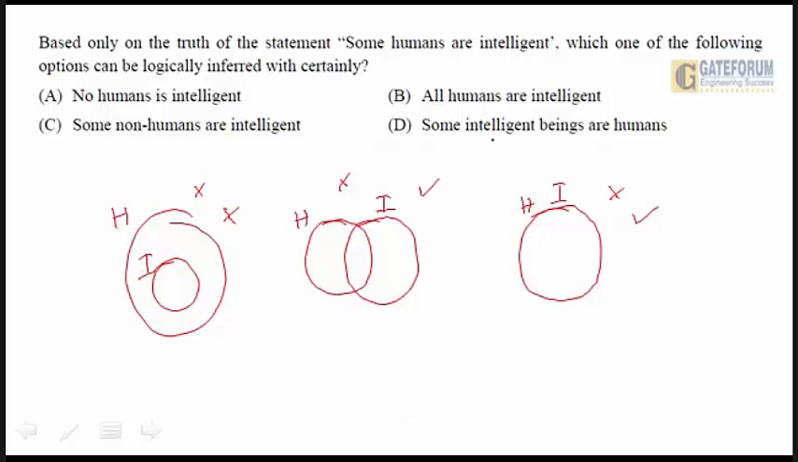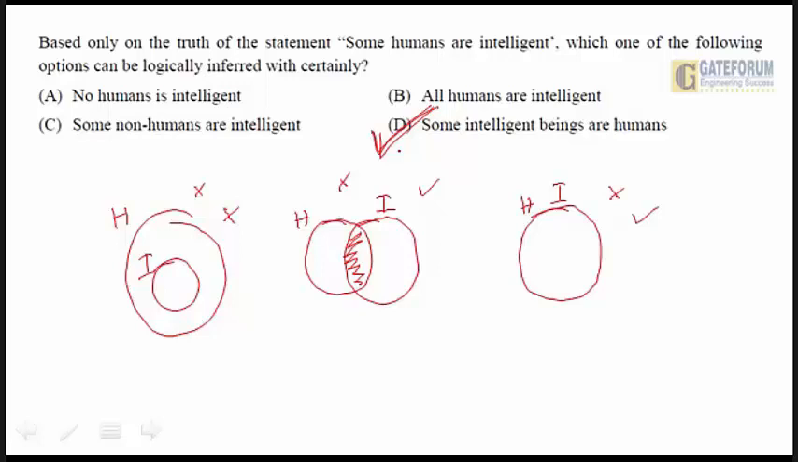So by default, this will be left: some intelligent beings are humans. Indeed, some intelligent beings are humans, and some can be 100%. So number D is the correct option. Okay. I hope we have got this.